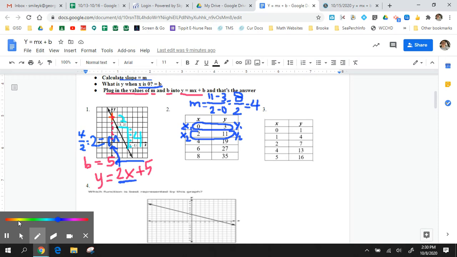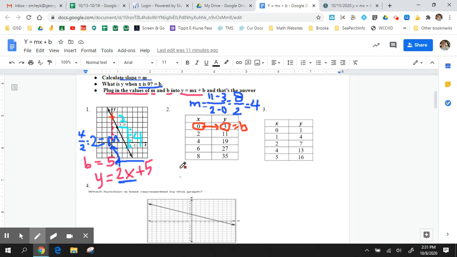So let me change colors here. We use these coordinates to find our slope, but we're also going to use them again. Let me erase so you can see the coordinates really good in our table. When x is 0, we come right over here and we see what our y value is. Our b value, our y-intercept, is going to be 3. So I'm going to put equals, and I'll put a b right here.